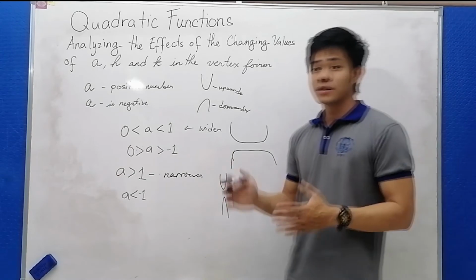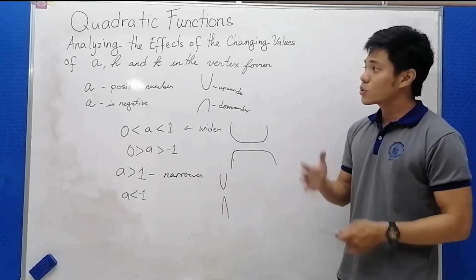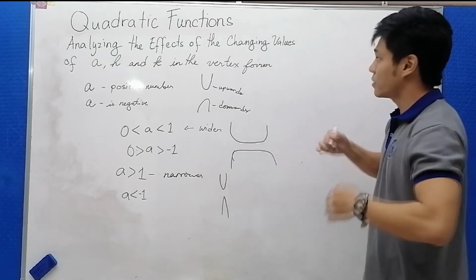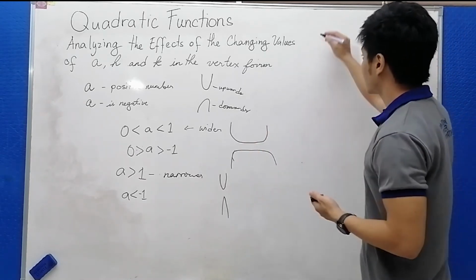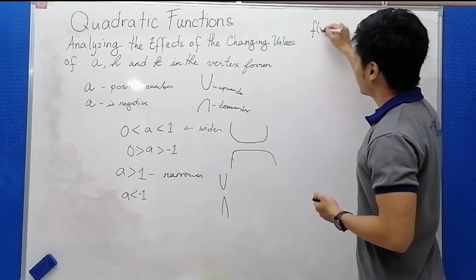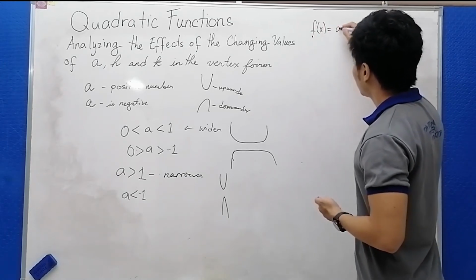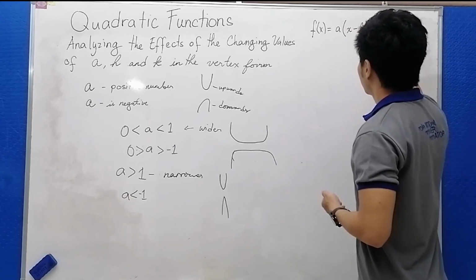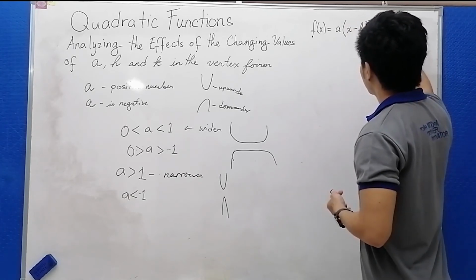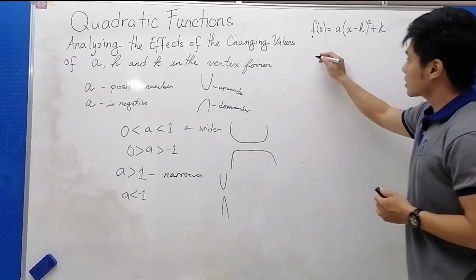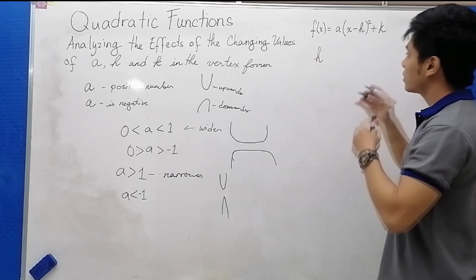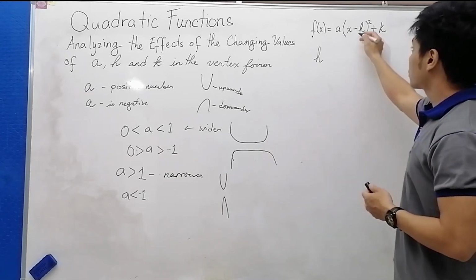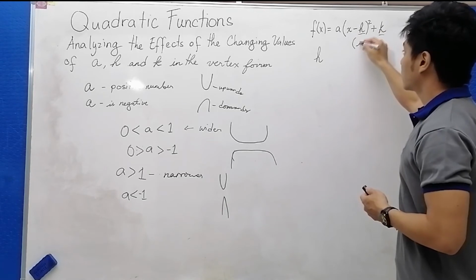Okay, wrapping up from a, so this is what we can learn about a. So what can we learn from looking at the value of h? Looking at the value of h, first let's write our vertex form so we can understand further. f of x is equal to a(x minus h) squared plus k. Okay, so h, what does h tell us? If we write it in our Cartesian plane, or if we coordinate the vertex, this is going to be our vertex, h and k, right?